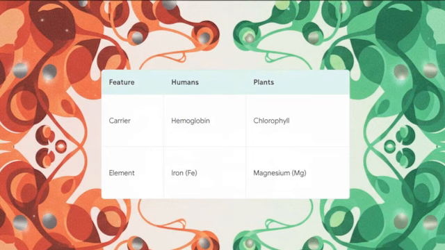Our blood's oxygen carrier, hemoglobin, is built around a heavy core of iron. Meanwhile, plant chlorophyll, the stuff that captures light to create that oxygen, utilizes a nearly identical structure, but with a core of magnesium. It's just this beautiful mirror image symmetry.